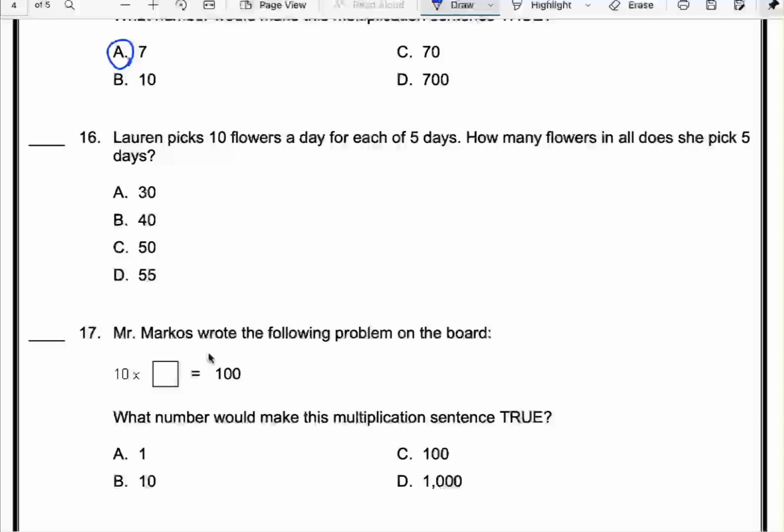Abdulaziz Al-Hurayb. Yes, teacher. Lauren picks 10 flowers a day for each of 5 days. How many flowers in all does she pick in 5 days? It's 10 multiplied by 5 equals 50. So the correct choice is letter C. Thank you. Great work, Abdulaziz.